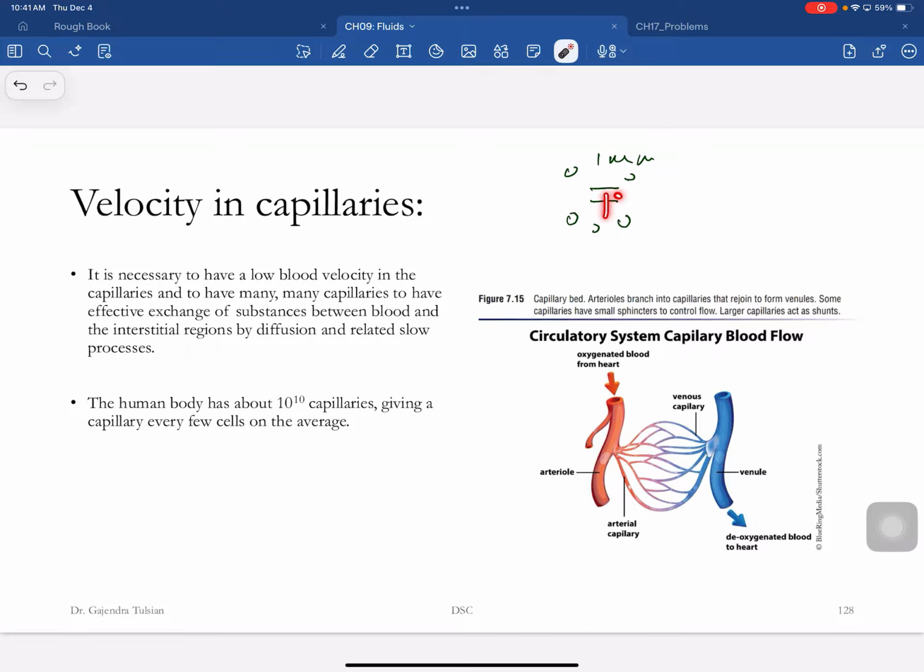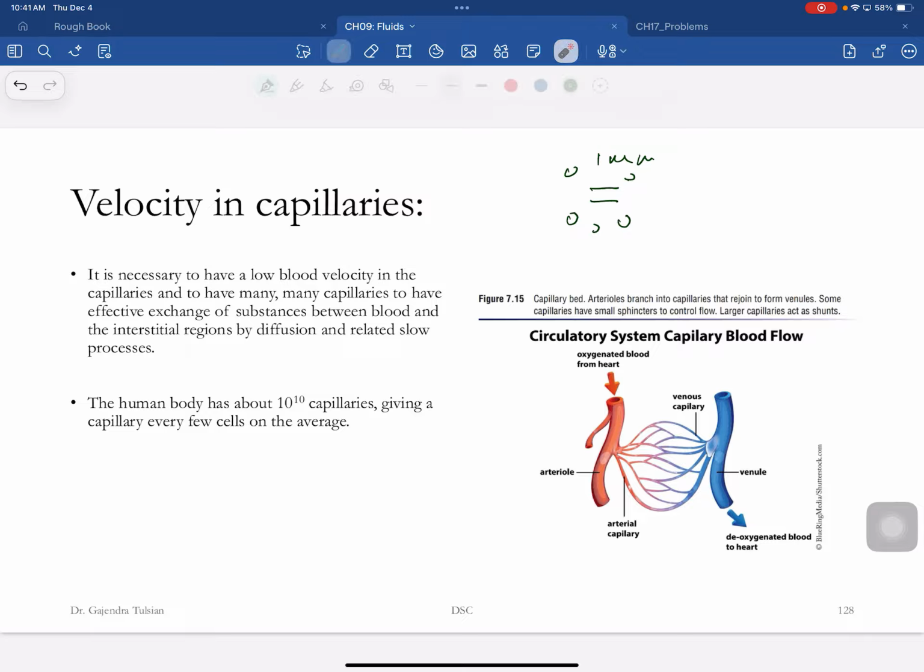Remember, diffusion is a slow process, and the blood slows down in the capillary. It turns out that blood spends about 5 seconds in each capillary. So that's enough time for diffusion to happen. And we'll look at that in a problem somewhere. So remember, the blood slows down in the capillaries, so you have enough time for diffusion.